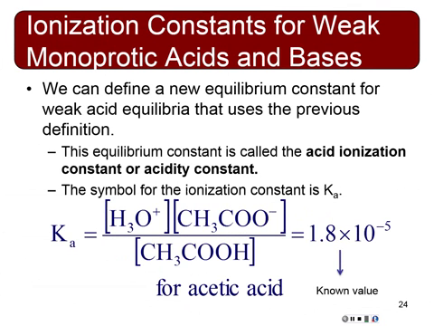So here's the Ka of acetic acid. This is a known value, so I didn't calculate this. You have to be given the concentrations to calculate it. It is 1.8 times 10 to the negative fifth. Most all of your weak acids are going to have these exponential numbers, really small numbers.